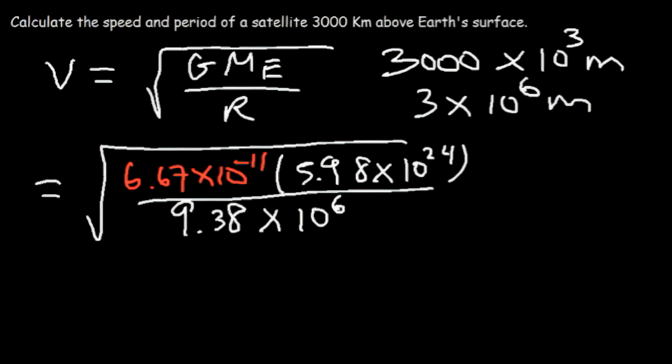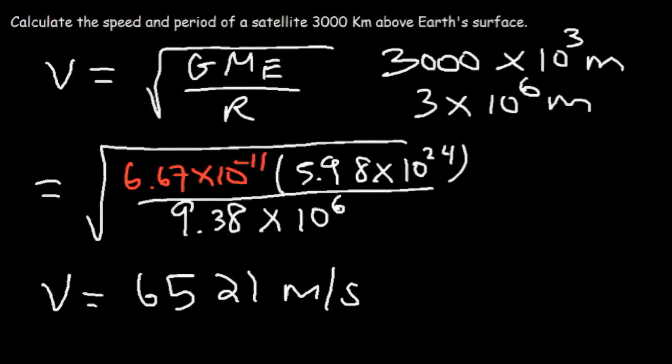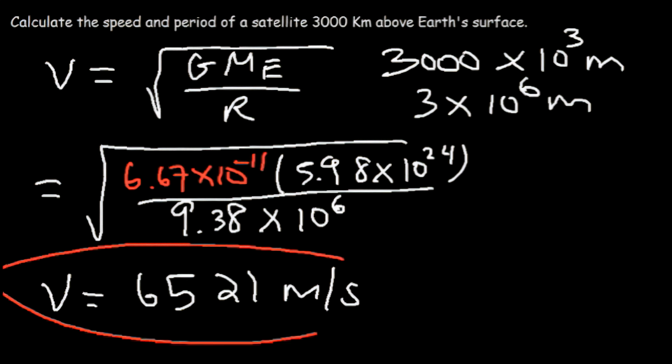So let's see what the answer is going to be. So I got a speed of 6,521 meters per second. That's how fast the satellite is moving at this orbit.